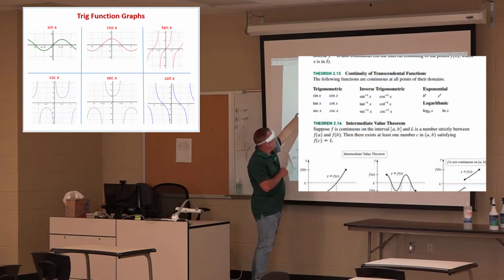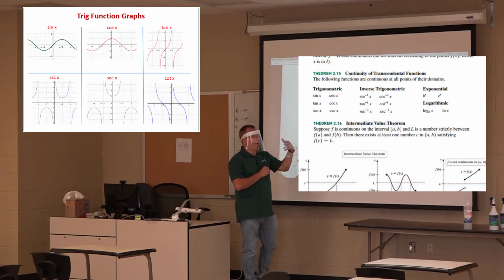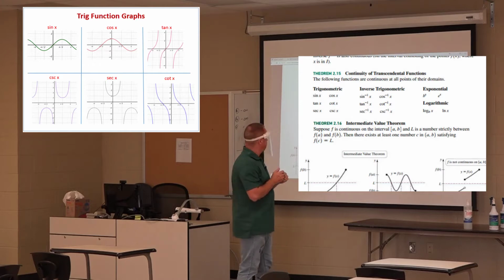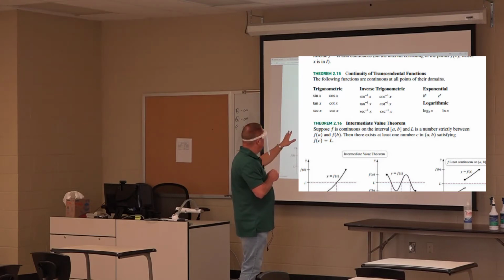Cotangent and cosecant, they're continuous everywhere except their vertical asymptotes, which would be at 0, pi, 2 pi, so on and so forth. Okay? Questions about that? The inverse trig functions, they would be continuous just on those restricted domains that they have. Okay?